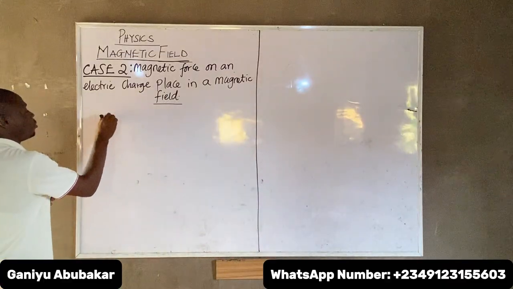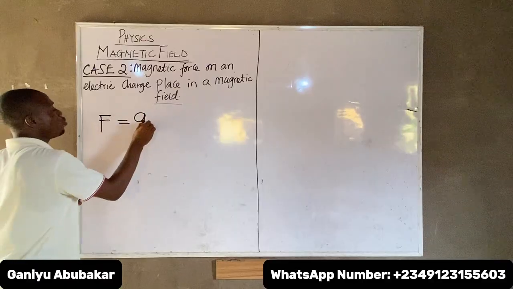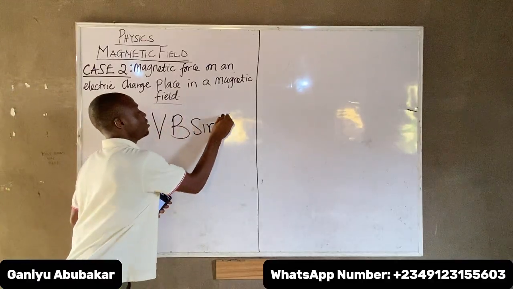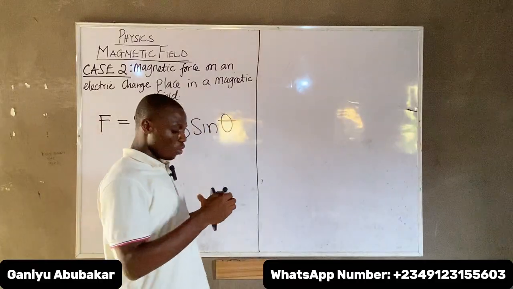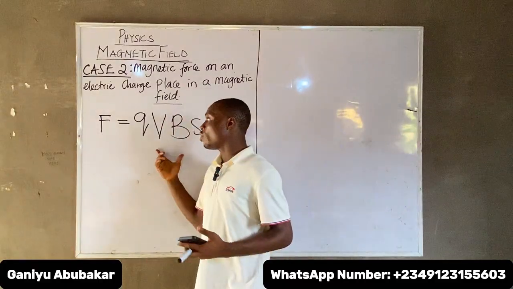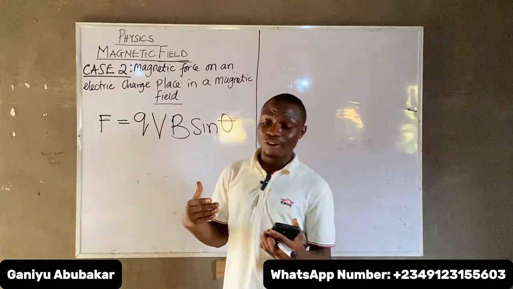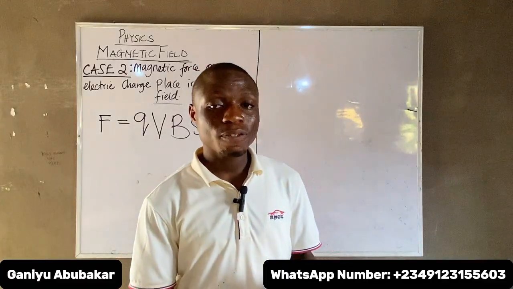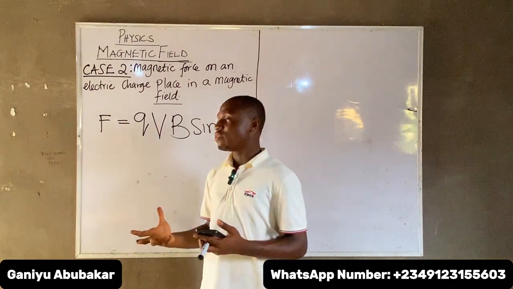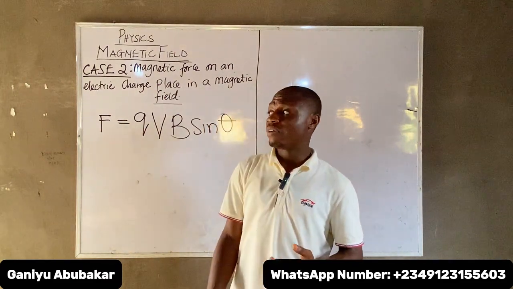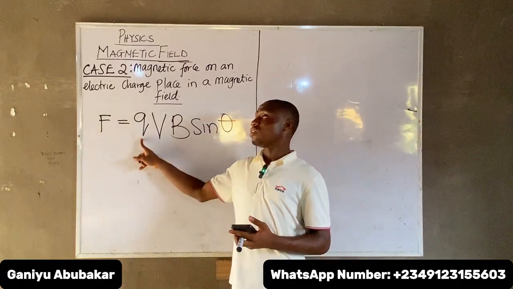F equals QVB sine theta if you want to. Alright, this is the formula. When you are mixing the idea of current and charge, right? What comes to mind there? Case 2 comes to mind, right?